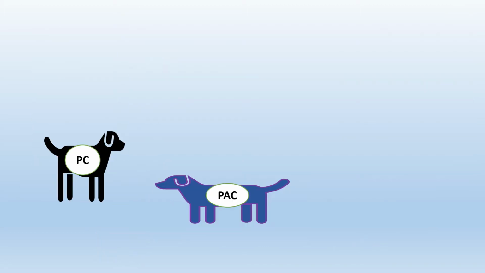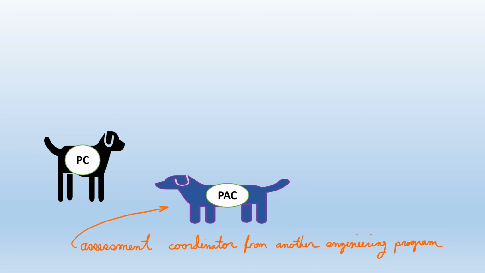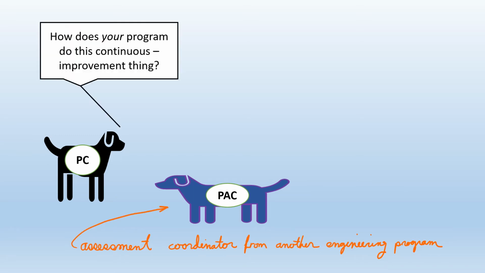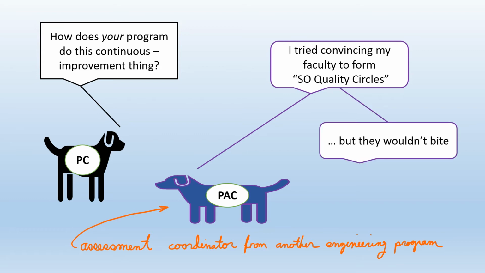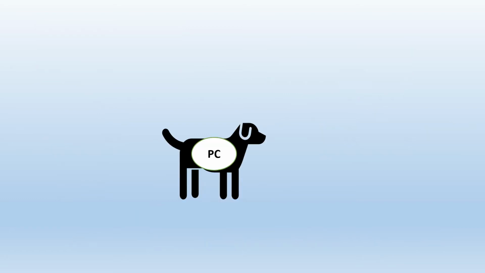So PC decided to consult a program assessment coordinator from another department. How does your program do this continuous improvement thing? Alas, it turned out that this second department was also using the same course-centric assessment management system. However, the conversation did provide one interesting idea. I tried convincing my faculty to form SO quality circles, but they wouldn't bite. PC had a eureka moment.